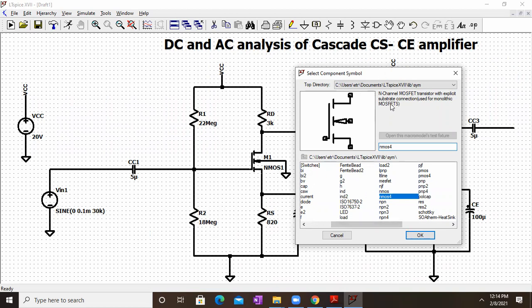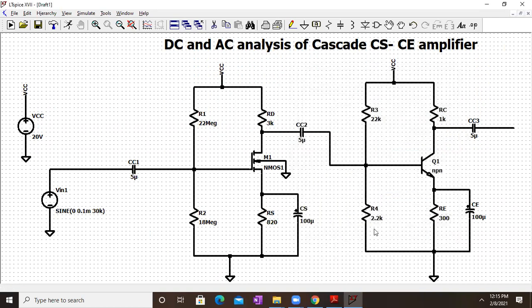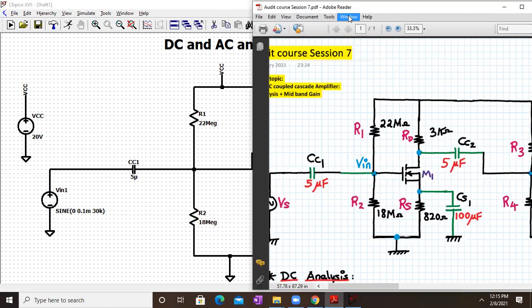Okay, so this is the N channel MOSFET transistor. Fine. So that's what you need to select. Okay, now I'm canceling it. I'm going back to the circuit. Fine. Let me show it to you over here.